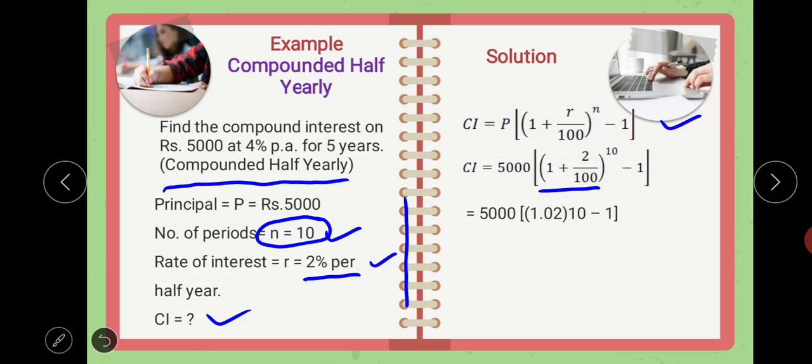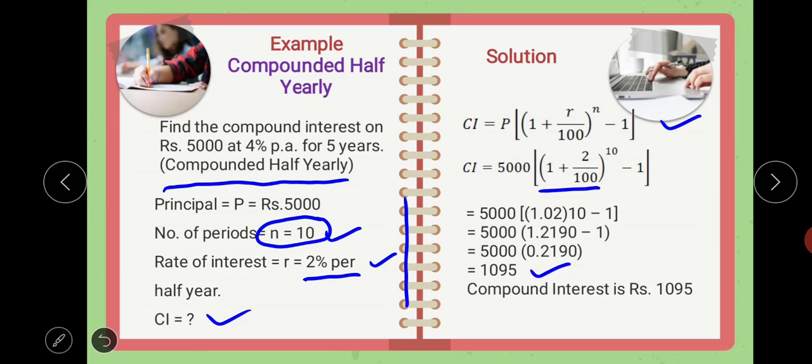Now calculate on the scientific calculator 1.02 raised to 10. So it will be 1.2190 minus 1. So 5,000 multiplied by 0.2190. So multiply it on the calculator, then we will get the answer 1095. So compound interest is rupees 1095. In this way we can calculate the compound interest compounded half yearly.